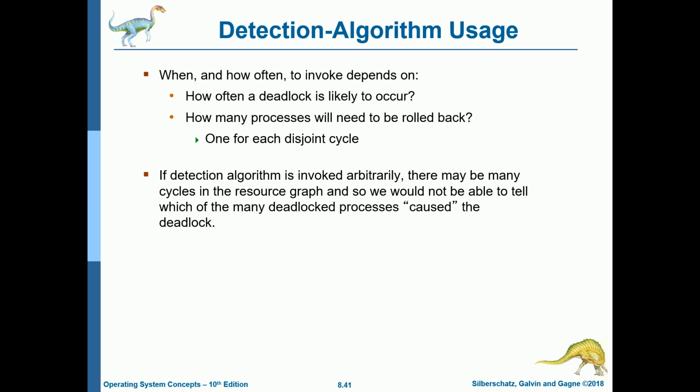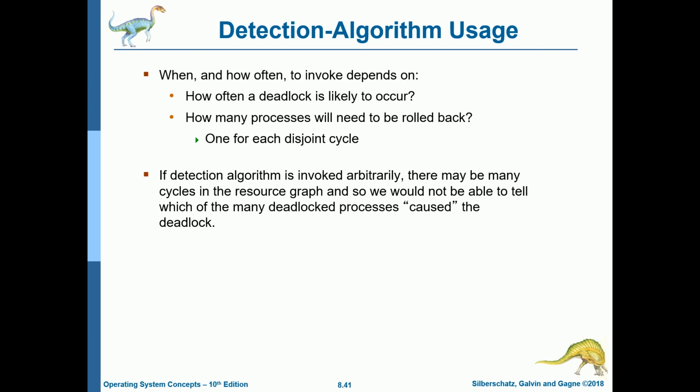Of course, invoking the deadlock detection algorithm for every resource request will incur considerable overhead and computation time. A less expensive alternative is to simply invoke the algorithm at defined intervals, for example, maybe once per hour, or whenever the CPU utilization drops below some given percentage.